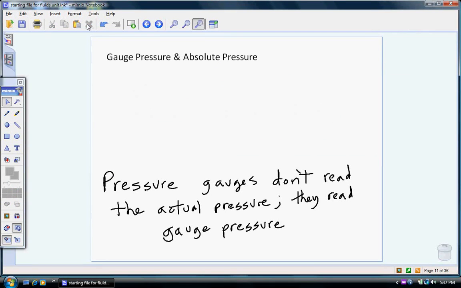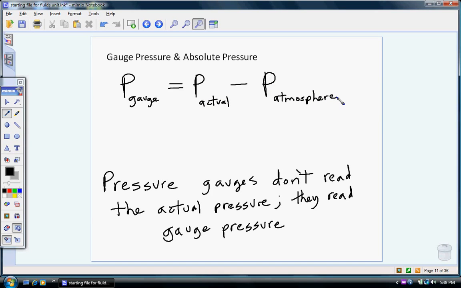And here's how it basically works. Gauge pressure, P sub gauge, is equal to the actual pressure minus whatever the atmospheric pressure is there. And the actual pressure is called the absolute pressure.